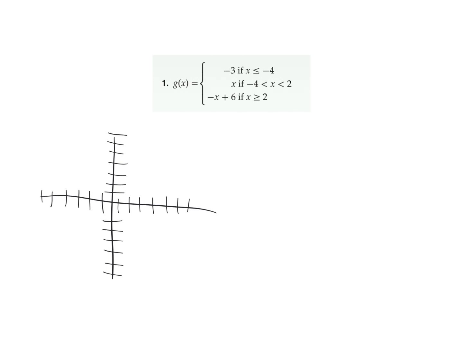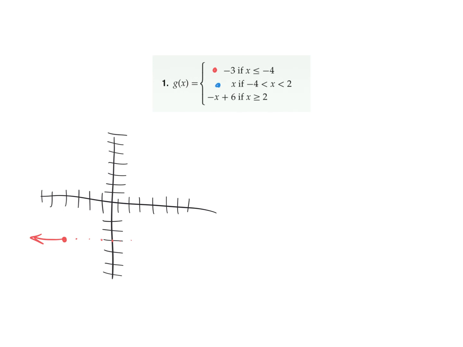Okay, so for the first one, I'm going to put it in red, we have g of x is equal to -3. That just means that we're going to have a point at -3 at any point in that graph. But they're telling us it is when the x is less than or equal to -4. So it's only from here, and it's telling us that it's included. So from there to the left, that's all that part of the red graph is going to be.